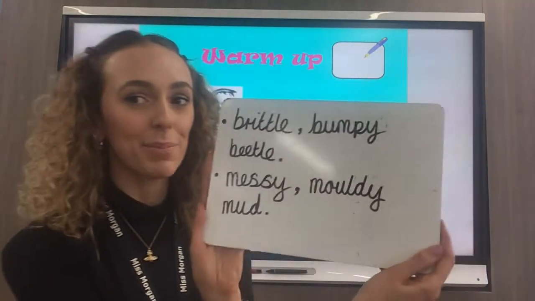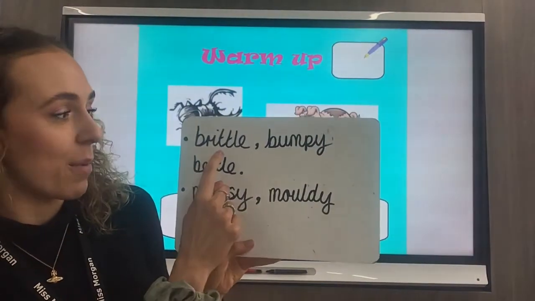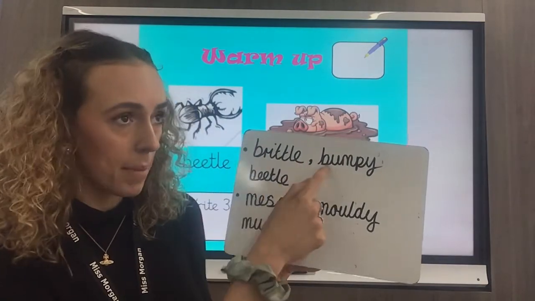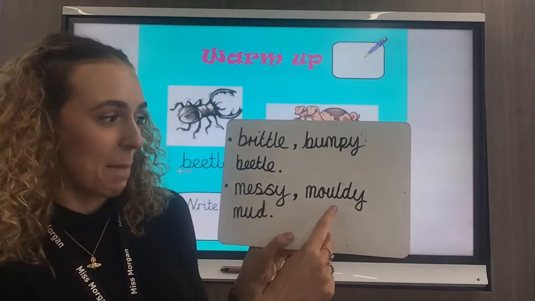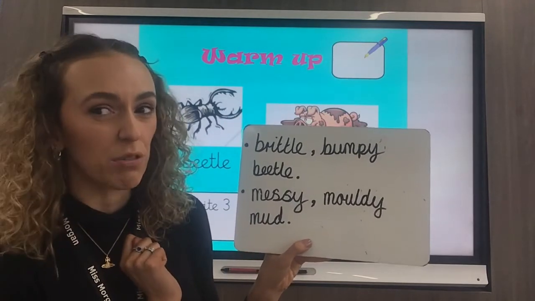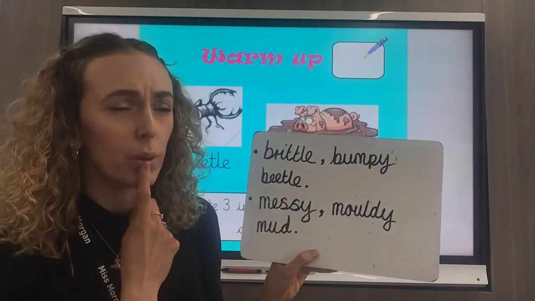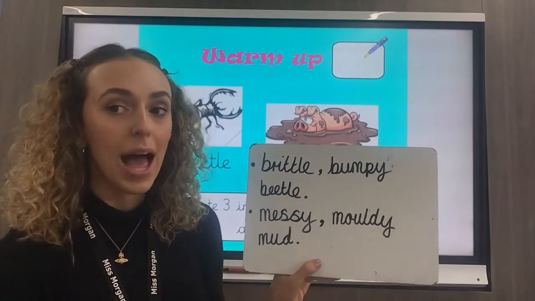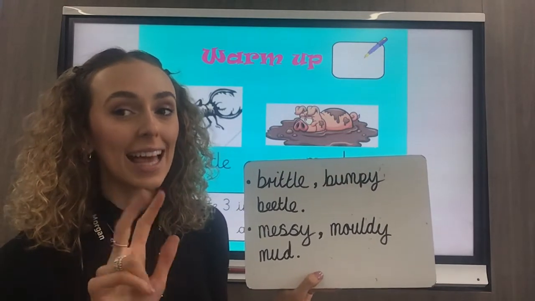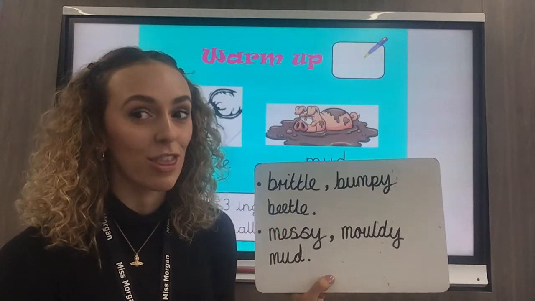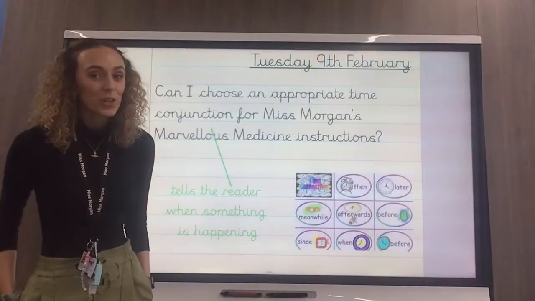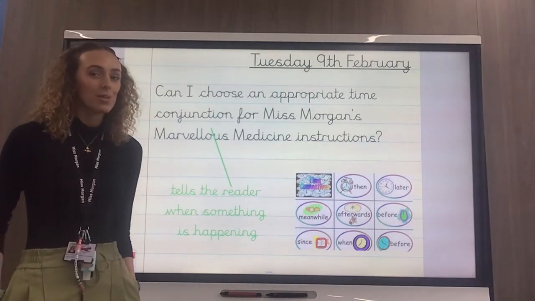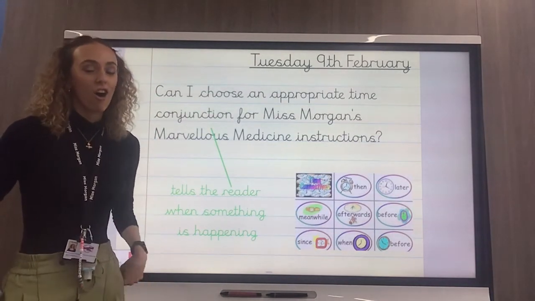Miss Morgan's got some examples here. For the beetle, I have written the brittle, bumpy beetle. Have I used alliteration? I have. And messy, mouldy mud. Oh, that would be gross, wouldn't it? And don't forget what punctuation needs to go in between those adjectives. Your commas. Well done. I want at least 3 similes. Let's see if anybody can write more than 3. Off you go. Make sure you have taken pictures of your fantastic alliteration, and then maybe I will choose the best ones to show to everybody on our lesson.